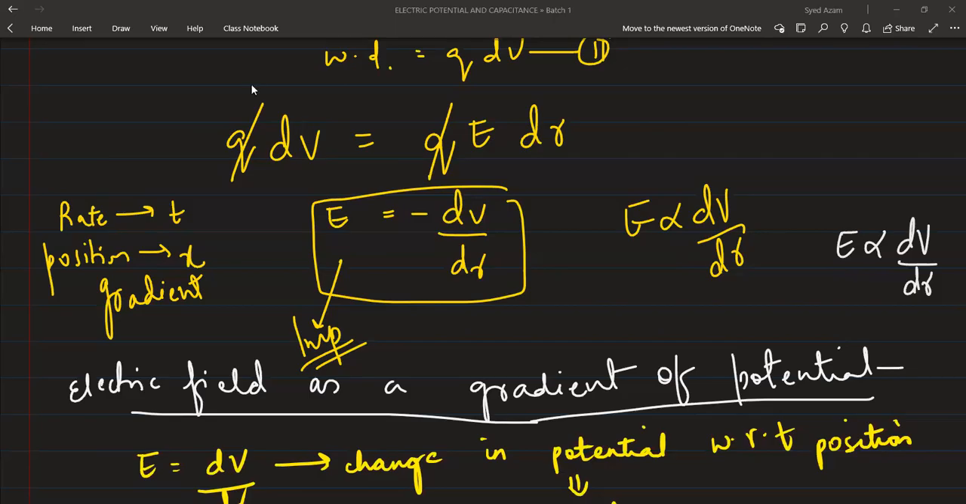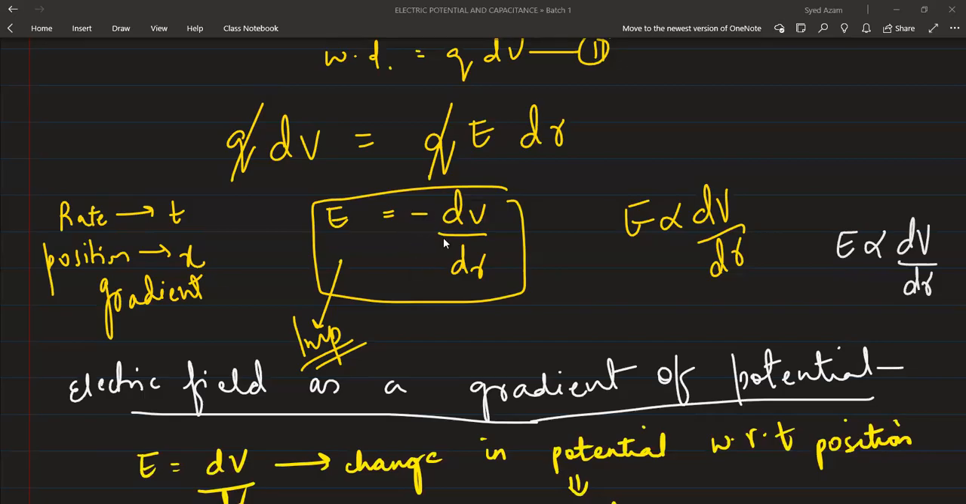So electric field is a gradient of the potential. Okay, now you have this relation. Why is it important? Whenever you have the term gradient, gradient means that something is changing with respect to position. When we use the term rate, rate is always for time. You have a gradient for the position. So electric field as a gradient of potential means the change in potential with respect to the position.